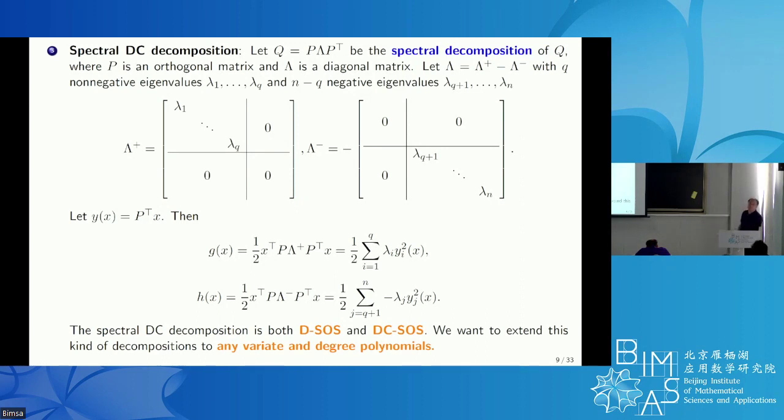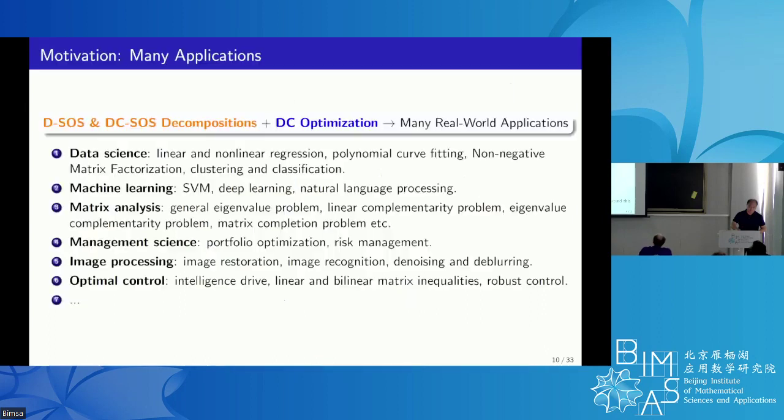Any question here? Okay, I haven't given you detail, but I think it is clear enough, I hope. Right? So our work, in fact, is trying to extend this kind of decomposition to any variate, any degree polynomials. So that is the example.